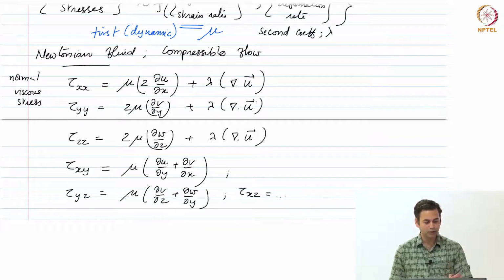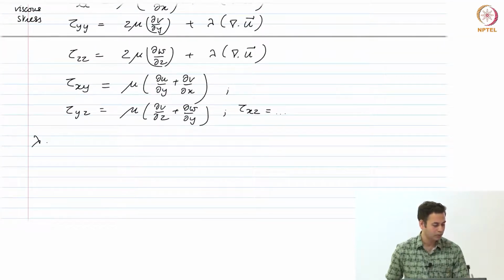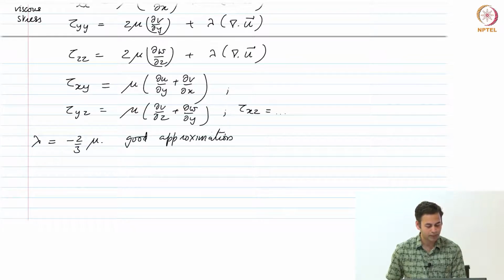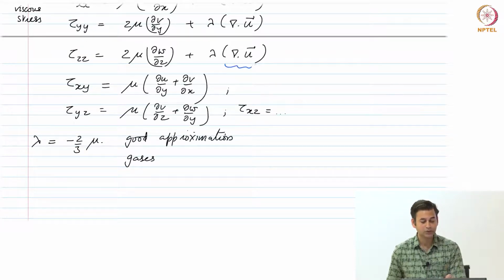Now, not a whole lot is known about this second coefficient of viscosity, okay. The second coefficient of viscosity is usually taken, from experiments, to be minus 2/3 mu, okay. This is a good approximation for gases, for flow of gases. Now, of course, we know that if you have an incompressible flow, what will happen to del dot u bar? This goes to 0, so it does not matter what the second coefficient of viscosity is anyway, okay.